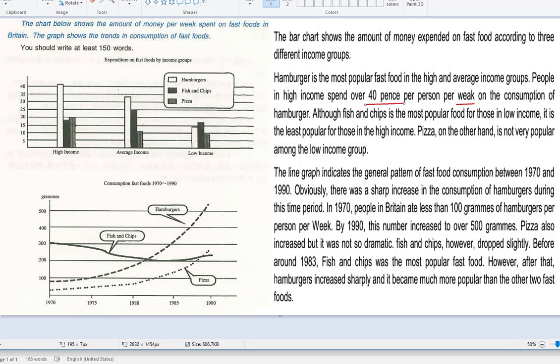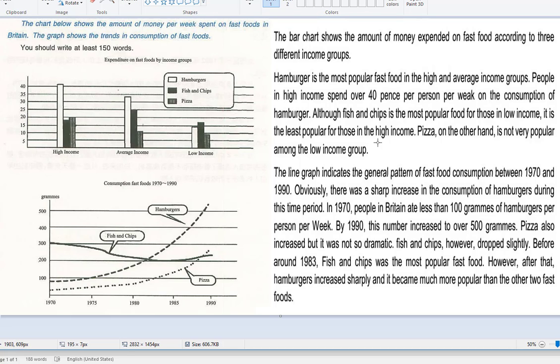Okay, so there's no unit given. This person chose pence. I would personally have chosen pounds, but okay. 40 pence, it's too little. Fish and chips is the most popular food for those in low income. Fish and chips, yeah. It's the least popular.